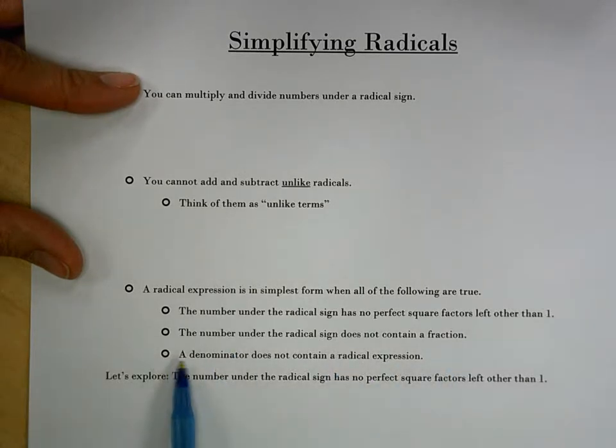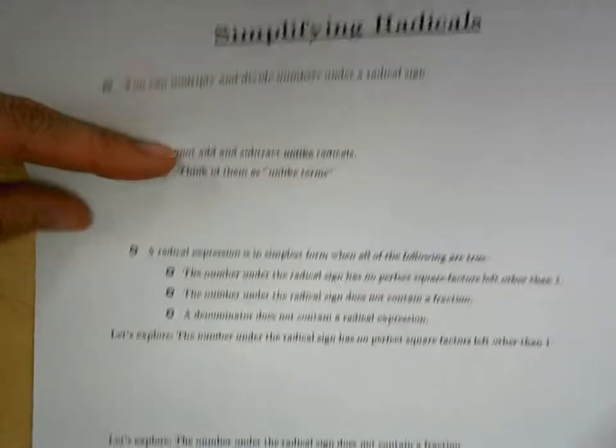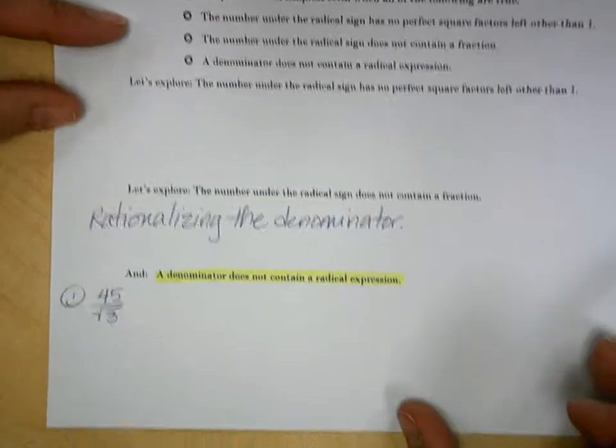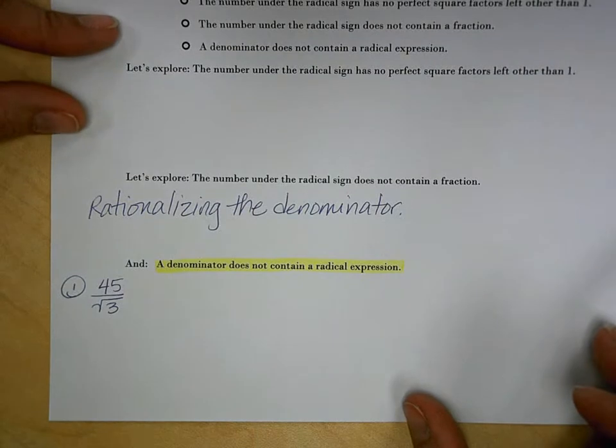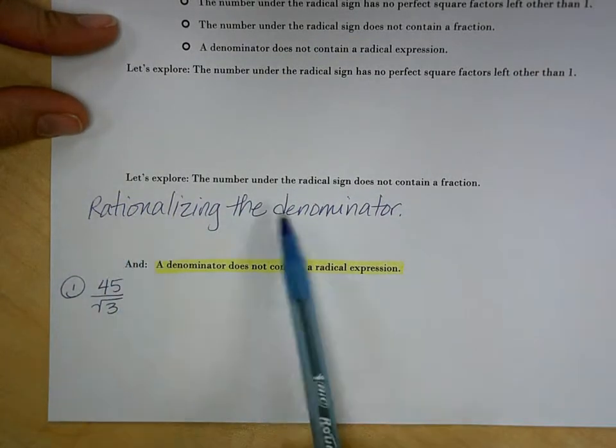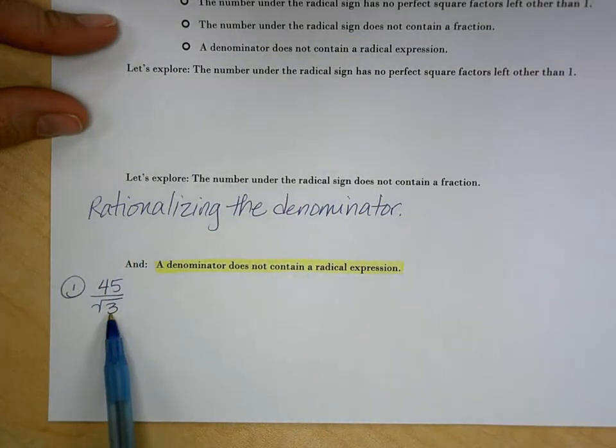And today we're going to focus on a denominator does not contain a radical expression. So we cannot have a radical in the denominator. And when we clear denominators of radicals, it's actually called rationalizing the denominator. So here's our first example.